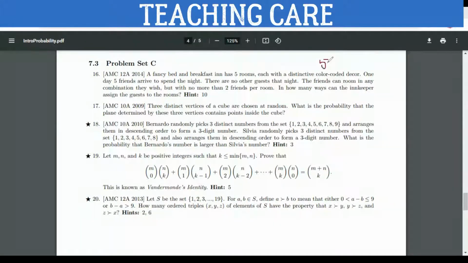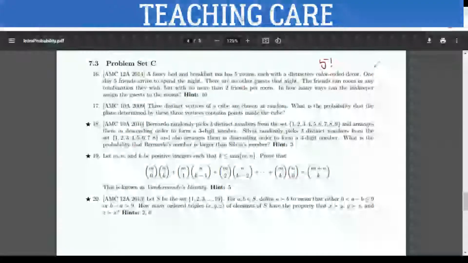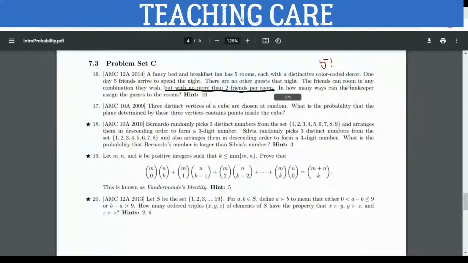Why are there 3 cases? Because they are saying in total you have to say. 3 cases I will have. First case, each room houses 1 guest. Second case, 2 rooms house 2 guests. But with no more than 2 friends per room. And we have to calculate in how many ways the innkeeper can assign the guests to the rooms. So we have to see all the possible ways, and then directly, if we are going to do so, this is the only possible way we can get.